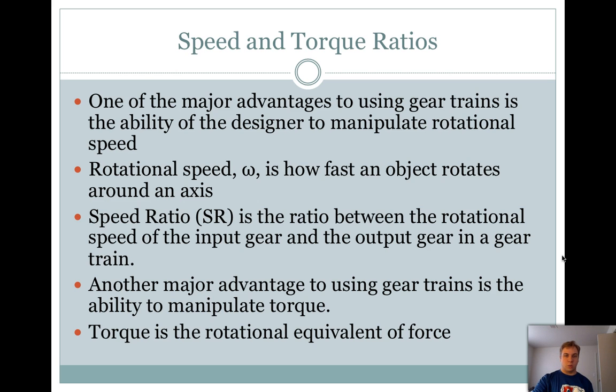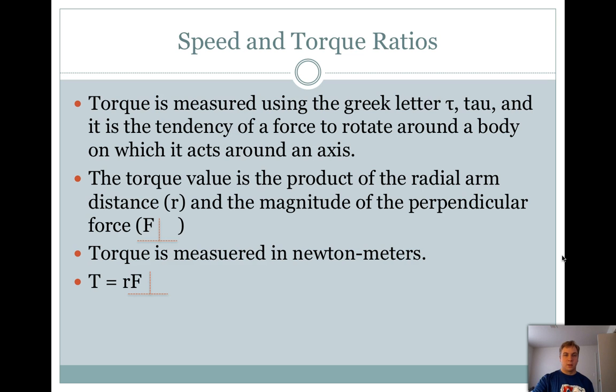Torque is the rotational equivalent of force. Torque is measured using the Greek letter tau, and is the tendency of a force to rotate around a body on which it acts around an axis. The torque value is the product of the radial arm distance, r, and the magnitude of the perpendicular force, F, with a little perpendicular line drawn there. Torque is measured in Newton meters.